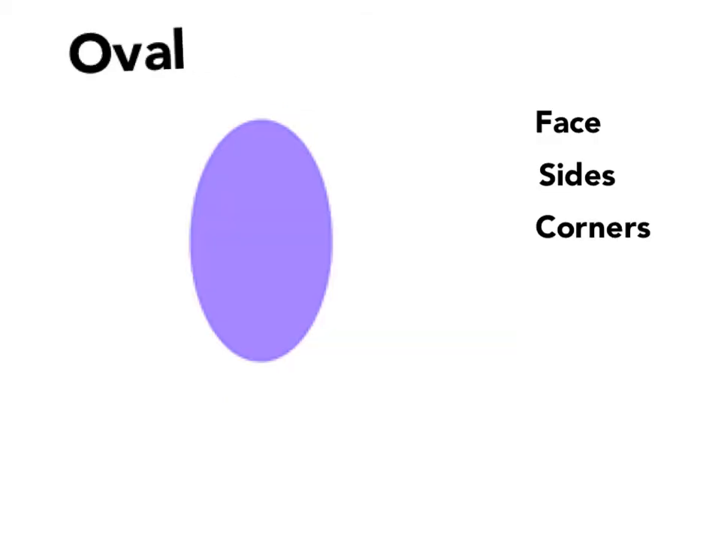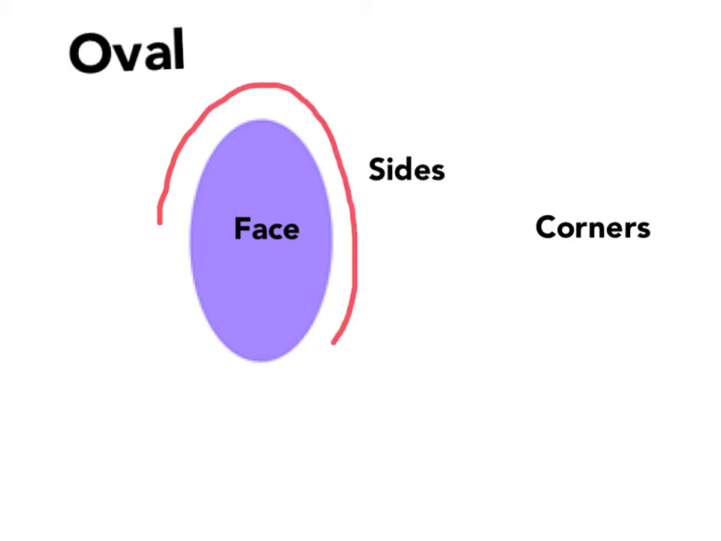Here is the oval. The oval has one face. Now, how many sides does the oval have? This is a little bit similar to the circle, isn't it? So, the oval has one curved line, only one.